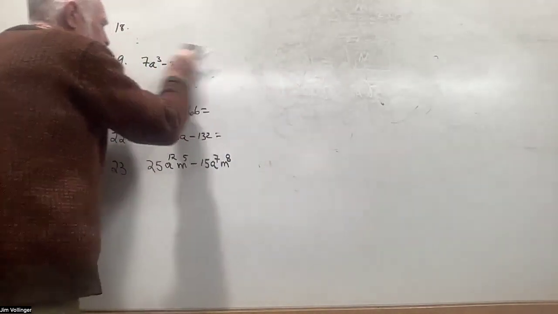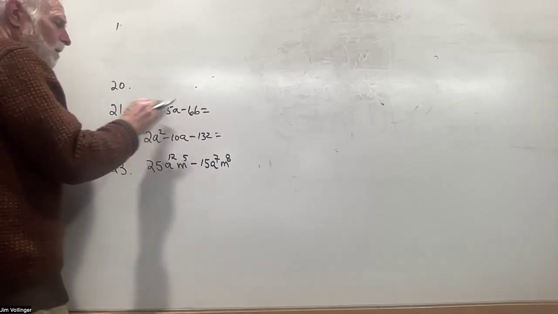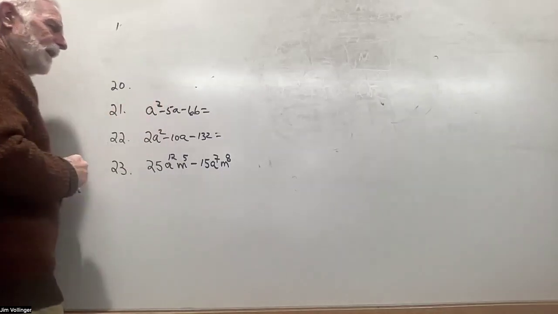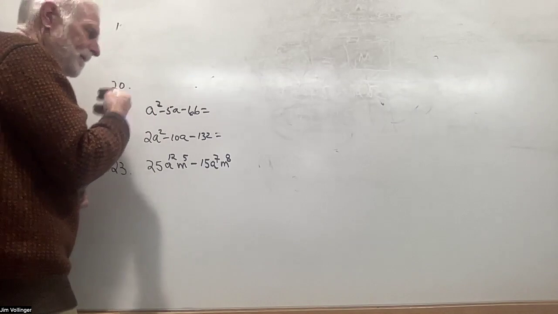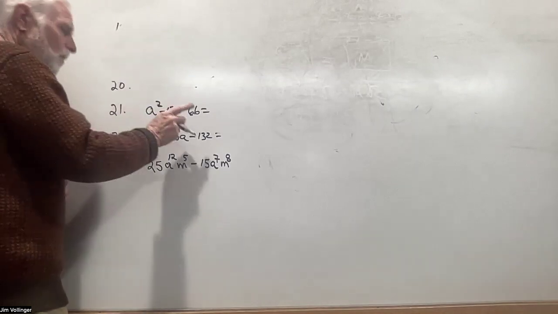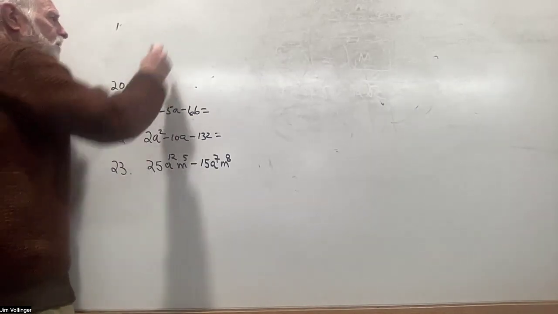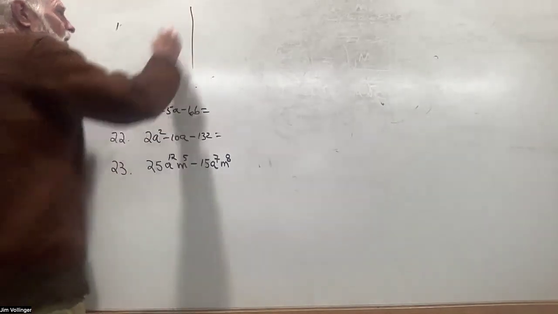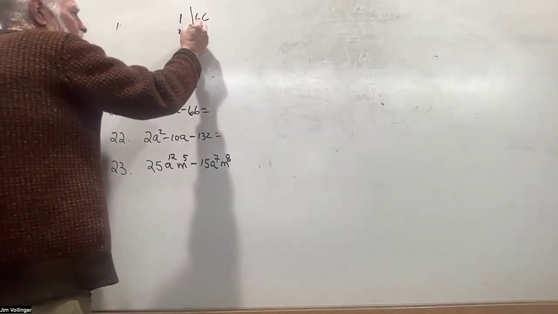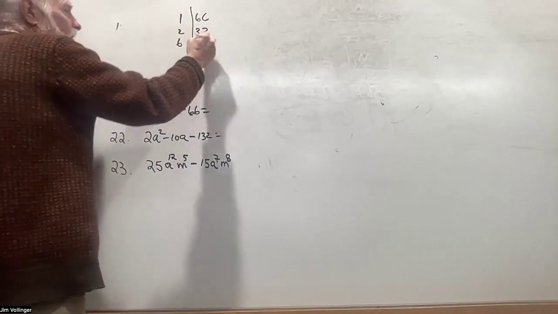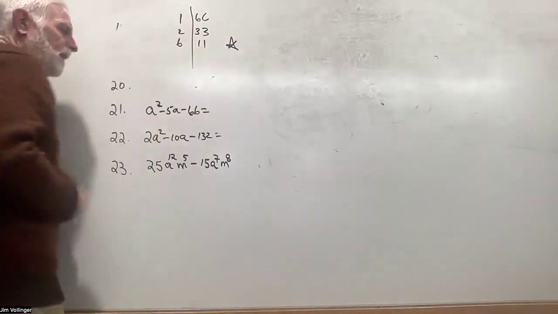So we took care of those. A squared minus 5a minus 66. I asked the question, is there anything common? And I say, no, there isn't. So this one, because the coefficient is 1, is the factors of 66. 1 and 66, 2 and 33, 6 and 11, bingo, 6 and 11, 5 units apart.